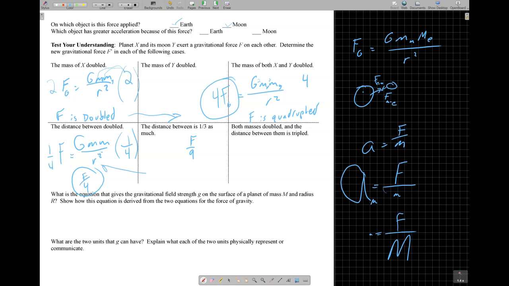If both masses are doubled and the distance between them is tripled, G M M over R squared, so both of them are doubled, so 2 times 2 gives me 4, divided by 3 tripled is 27. So I'm multiplying the right side by 4 over 27. I need to multiply the left side by 4 over 27. Whatever that gives you.